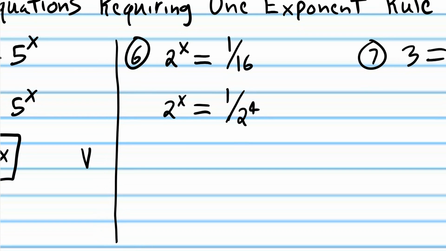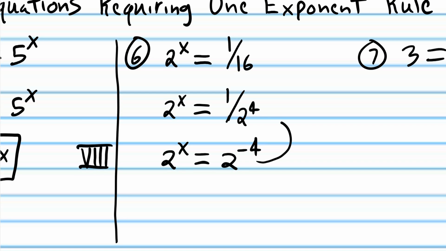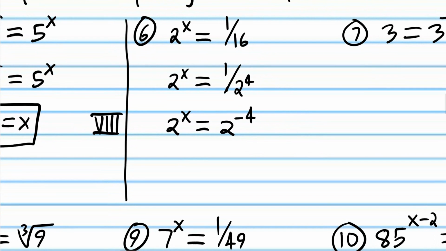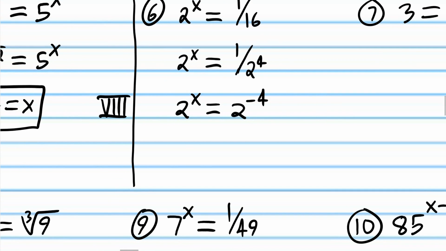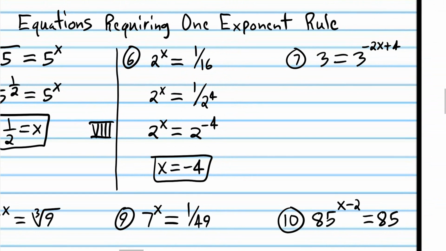And now I'm going to use rule number 8, except going backwards. Usually we go from a negative power to a fraction, but now we're going from a fraction to a negative power. And you can see where I'm going here. The bases are the same. These exponential expressions are equal, so therefore the exponents must be equal. We used rule number 8 on that one.